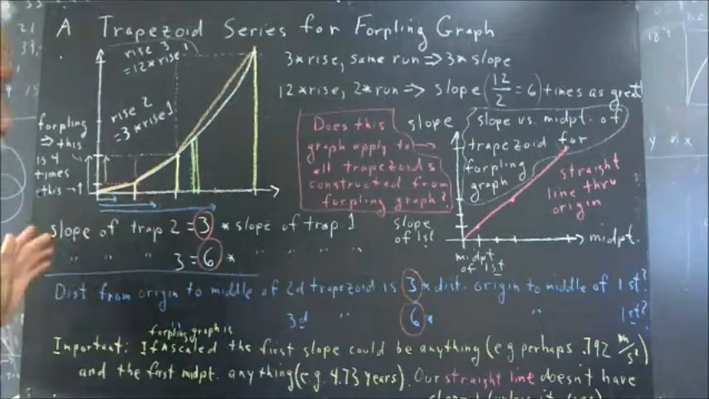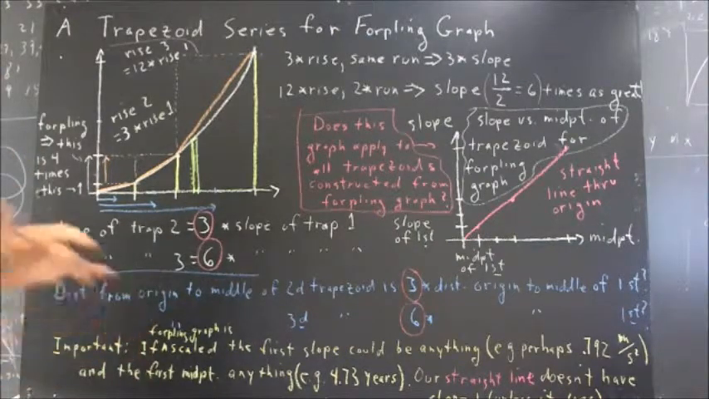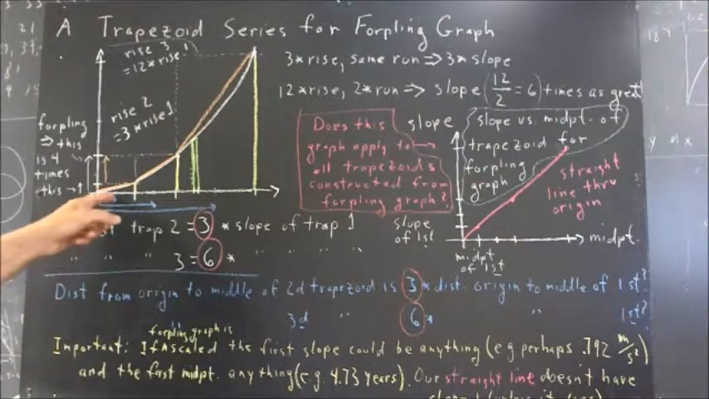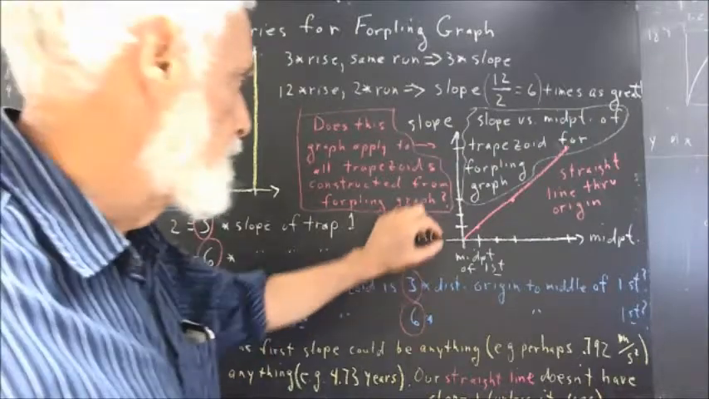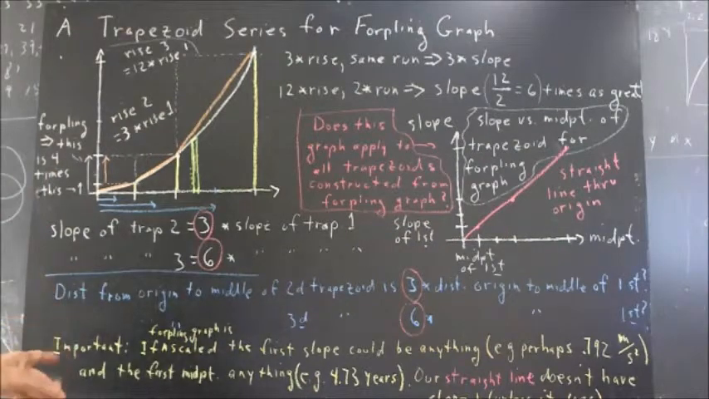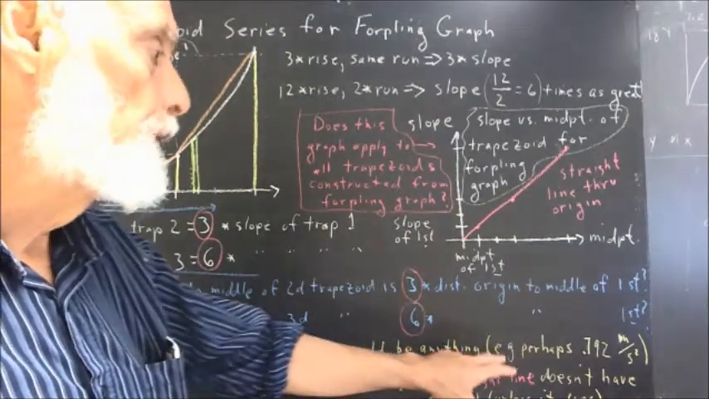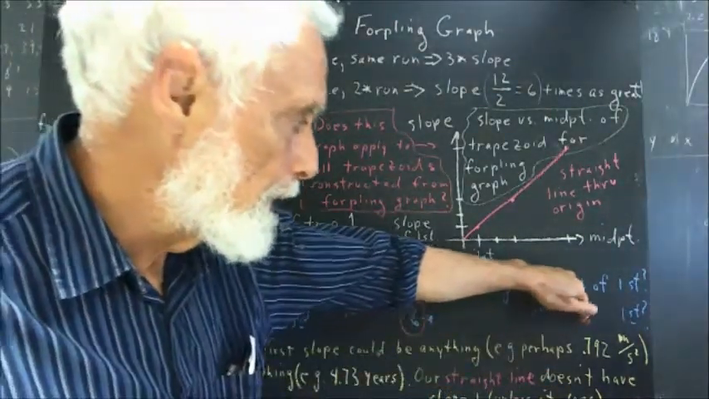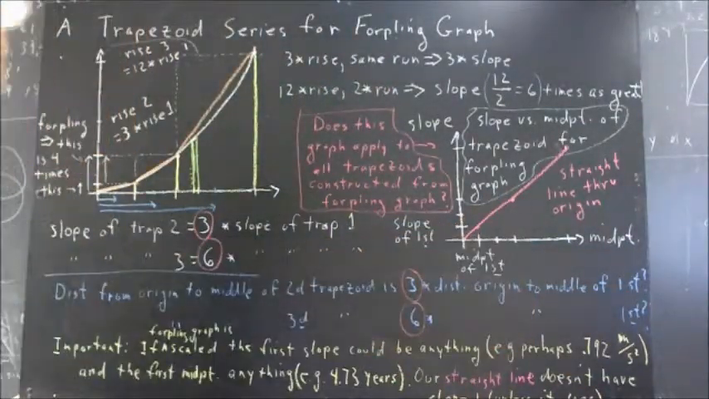We don't know what the scale is of our forpling graph, but we could scale it in almost any way. So the forpling graph is not necessarily scaled so that the midpoint of the first trapezoid is at 1 of any kind of unit, nor is it scaled in such a way that the slope of the first trapezoid would be 1. For example, the first slope could be anything. Perhaps the first slope could represent 0.792 meters per second squared. No reason it couldn't. I don't know why it would, but in certain circumstances it certainly could.